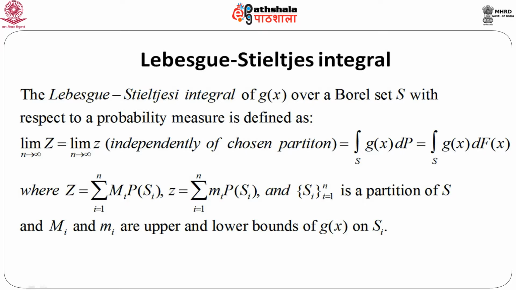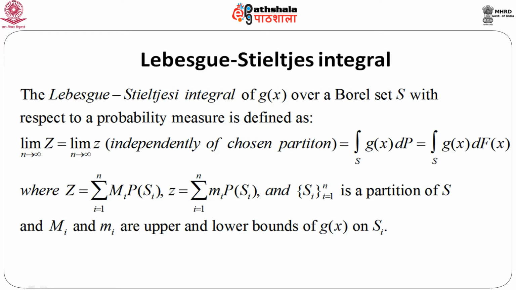So, here again, like the upper Darboux sum, we define capital Z equals summation Mi into P of Si. This Si really forms a partition of the entire set S. Similarly, we can define the lower sum, where Si is a partition of S and capital Mi and small mi are the upper and lower bounds of Gx on Si. Then we can define this Lebesgue-Stieltjes integral as the limit of this sum if it exists and if they are equal.